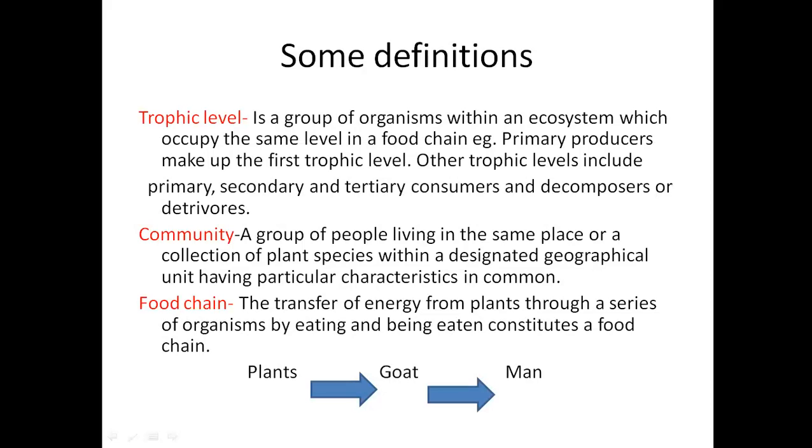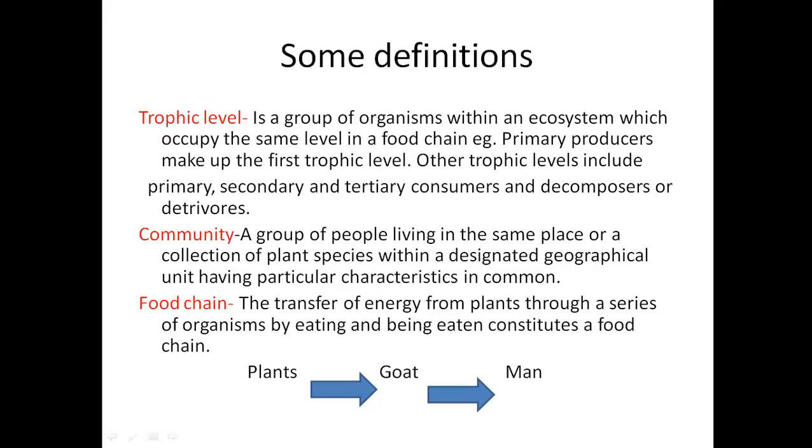So for example, here you can see the plants are eaten by the goats, goat is eaten by man. So this is a simple food chain. Now if you look at the plants, the plants are the producers. So they get their energy from the sun, and they store it in their leaves and stem, and this energy which they have stored will be eaten by the goat, so that energy from the plants is taken to or eaten by the goat, so it is transferred from the plants to the goat.